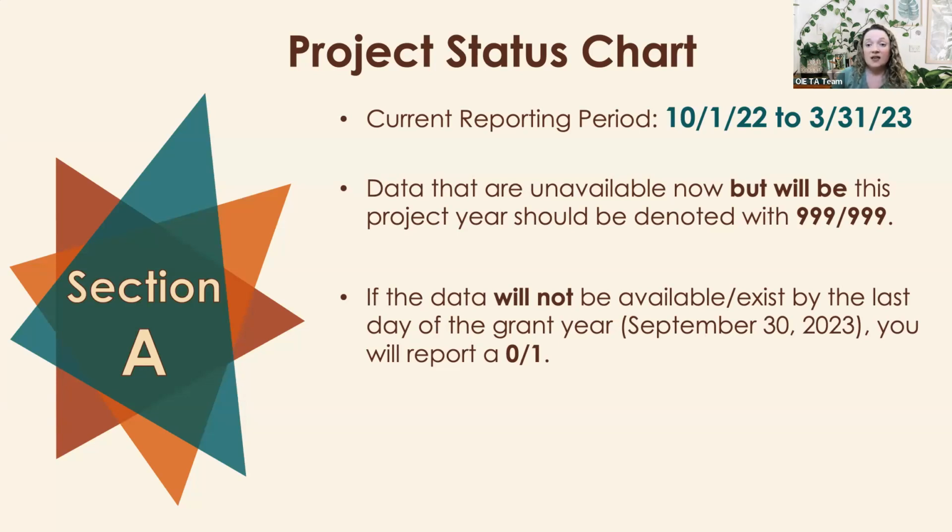0/1 means data is not going to be available. It's not available by the end of March, and it won't be available by the end of the grant year, by the end of September. So those are the 2 codes that if you enter that, it signals us as we're reviewing your APRs to know either you're not going to have data at all or you just don't have it yet.